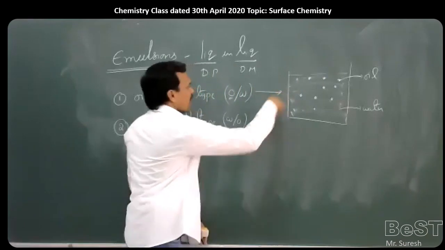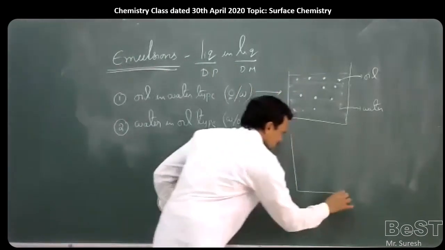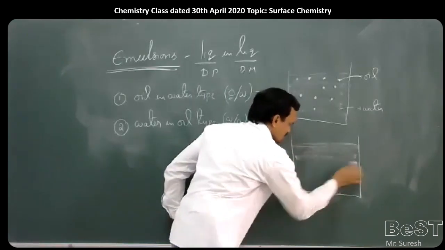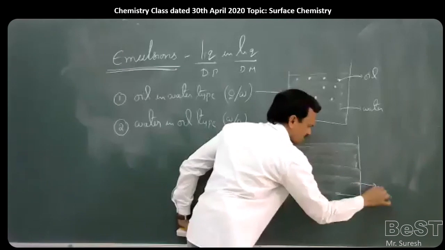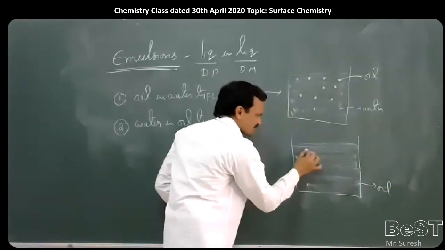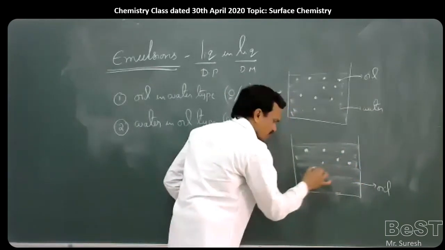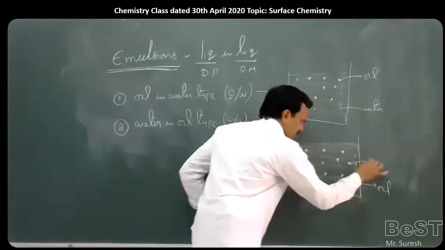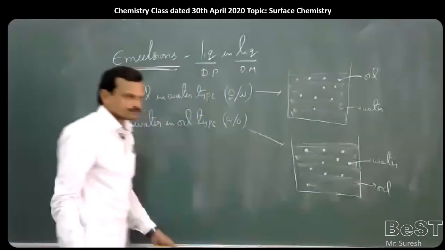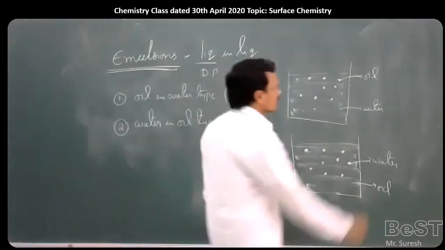This is oil in water type emulsion. And one more possibility is, take oil; in oil, water gets dispersed as tiny droplets. These droplets are nothing but droplets of water. This is the second case. Let us see some examples for this oil in water type.